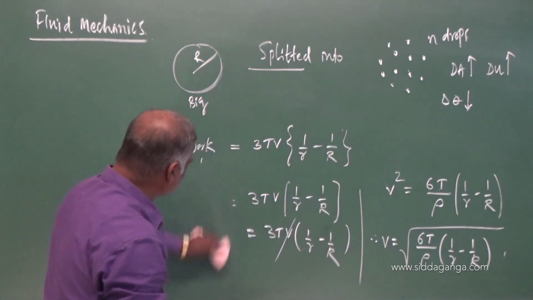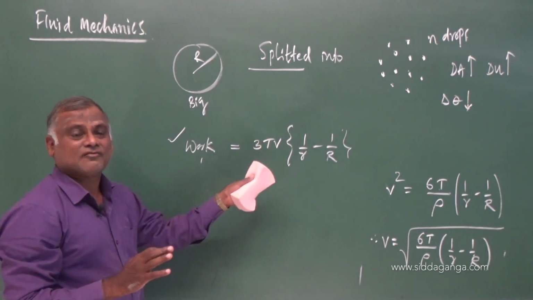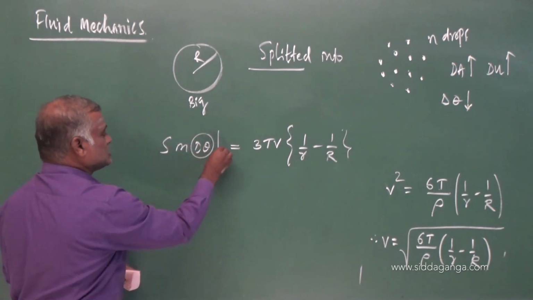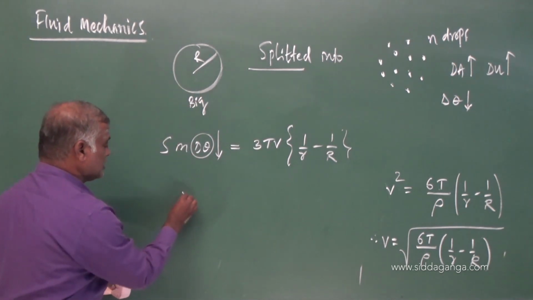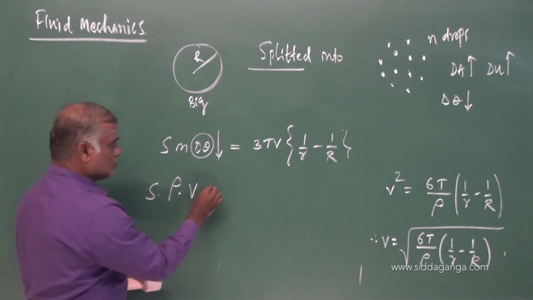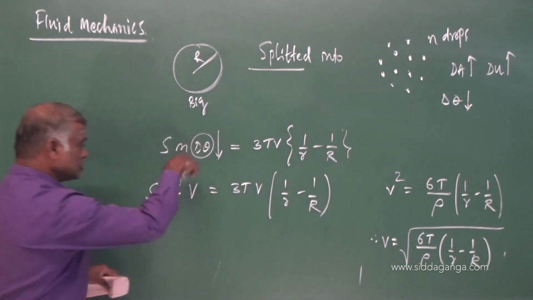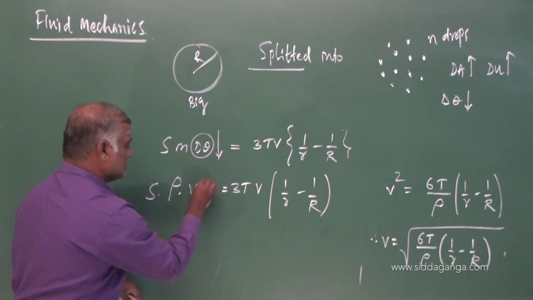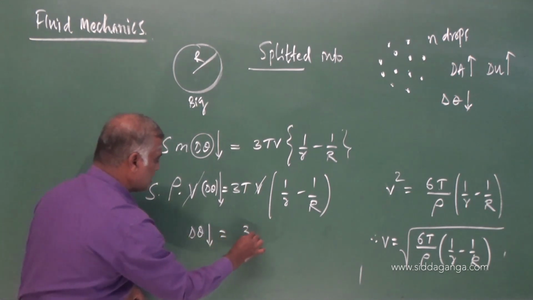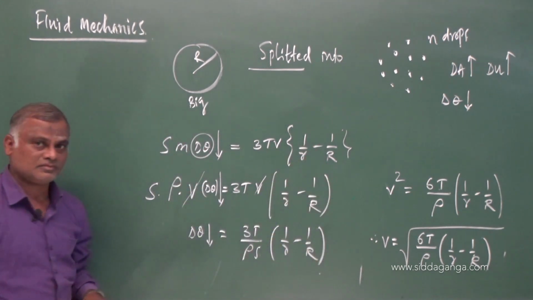My dear students, they ask what is the decrease in temperature, and we have proved the same kind of formula in that work. Again, S, M, delta theta. In this case, you must say there is a fall in temperature. S, rho, V, mass is density into volume, 3T into V, 1 by r minus 1 by R. There is a drop in temperature. They ask for the decrease in temperature. As we studied, the fall in temperature is given by 3T divided by rho S into 1 by r minus 1 by R. Okay?